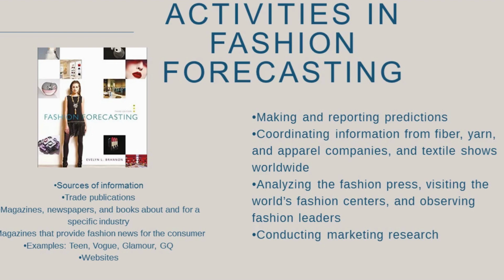They get their information from different publications, from magazines, websites, newspapers, and there are certain magazines and social media sites which are exclusively for fashion. Teen Vogue, Vogue, Glamour, all these are exclusively for fashion information. There is also social media nowadays, like Instagram, where a lot of influencers predict fashion.